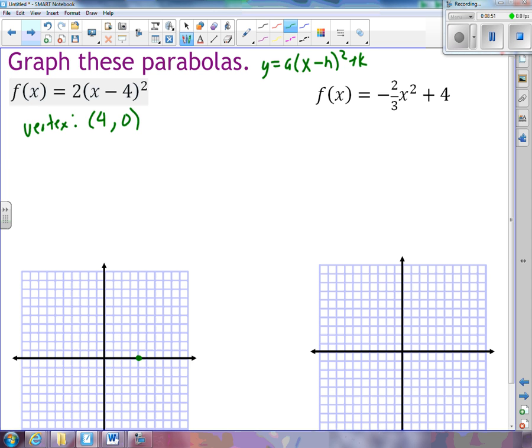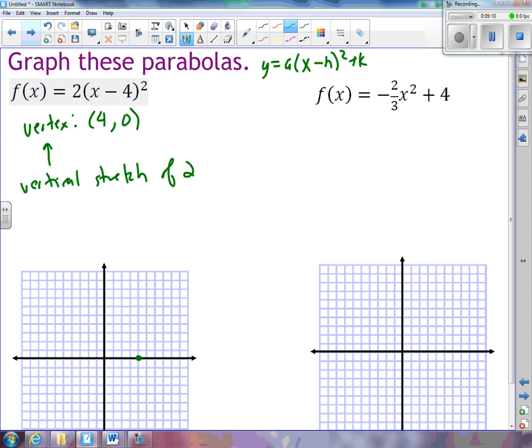Now let's look at the direction. Here this parabola is facing upward because the a is positive, and because we have a 2 multiplied in front, I have a vertical stretch of 2. So this should let you know that my parabola is going to be skinnier than normal.